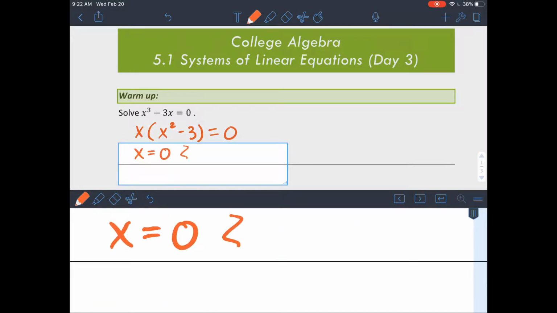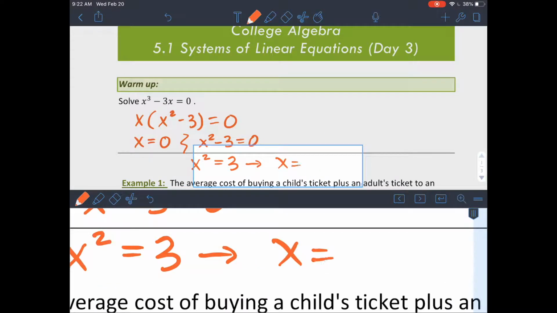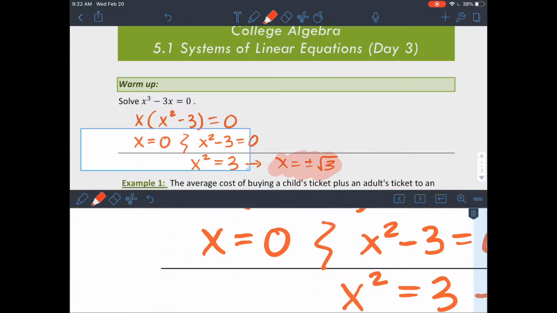So you could factor out an x, and then if you set each of your factors equal to 0, you come up with 3 solutions because you'd end up taking the square root, which gives you x equals 0 and positive and negative square root of 3.